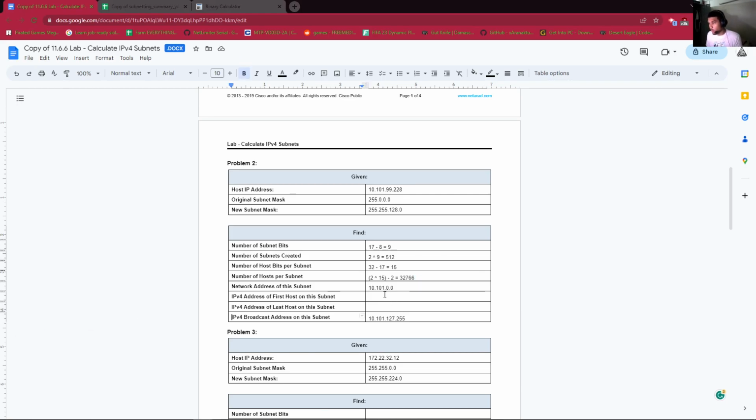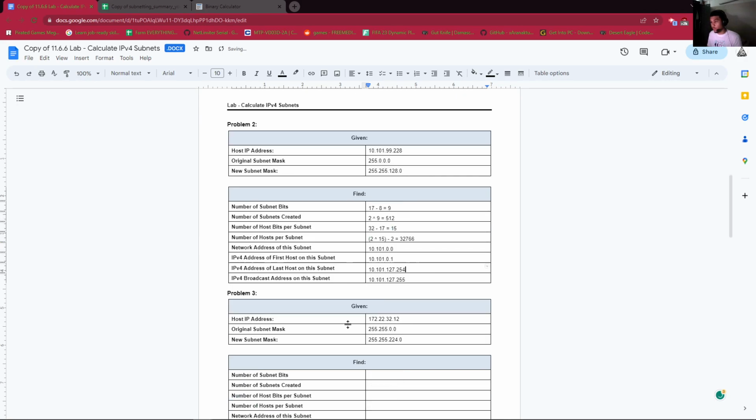After we get that, we need to stack the IPv4 address for the first host. We take the one after the 0, so we get 1. So what we have is 10, 101, 0, and 1. For the IPv4 address of the last host on the subnet, we take 1 before the broadcast address, so we get 254. So we have 10, 101, 127, and 254.